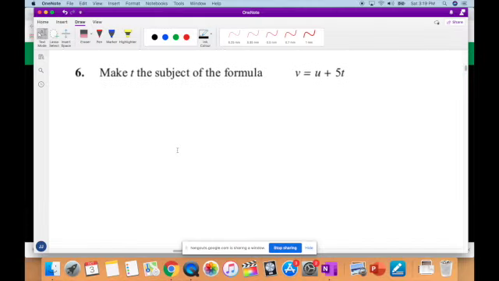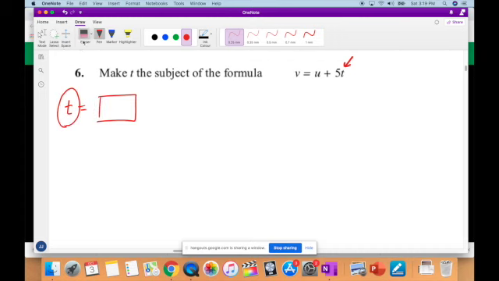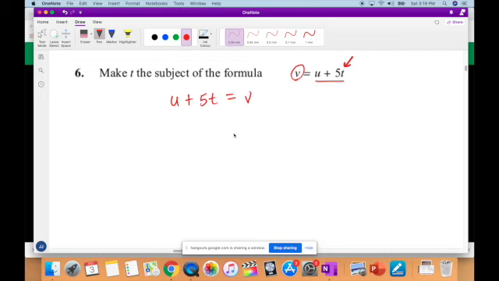So now let's do number 6, make t the subject of the formula. So I could see that t is over here. In terms of making it the subject of the formula, I want t to be equal to whatever. I just want t alone on this side. So one of the first things I'll do is flip the sides. So I'll write u plus 5t on this side, and that is equal to v on this side.